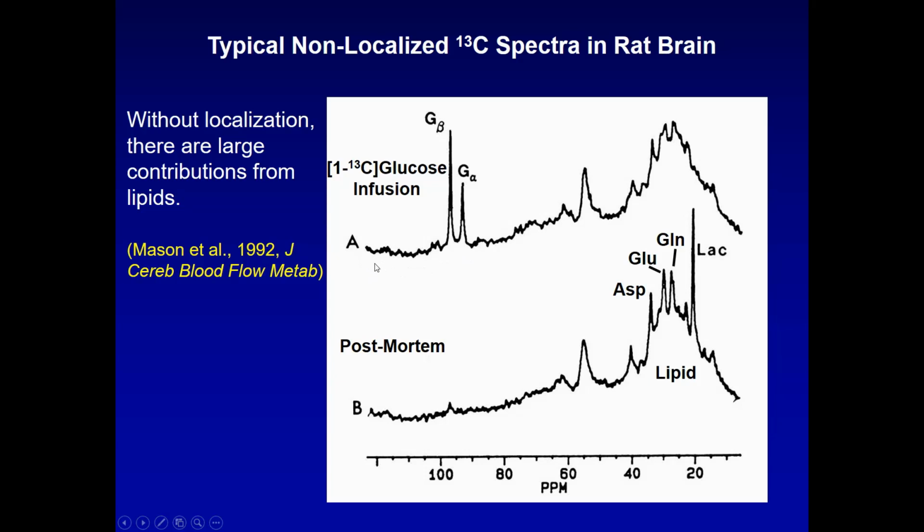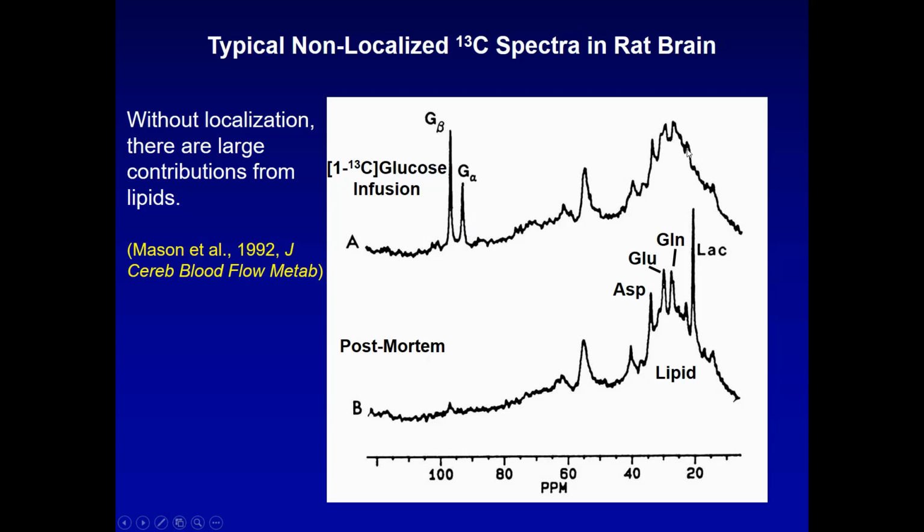At the top, you can see C13 glucose, the beta and the alpha anomers. Recall that glucose, when it's in solution, equilibrates between the chair and the boat forms. One dominates. So here you have two peaks representing the C13 glucose signal. And that appears in the brain because in this case, the rat was infused with carbon-13 labeled glucose.